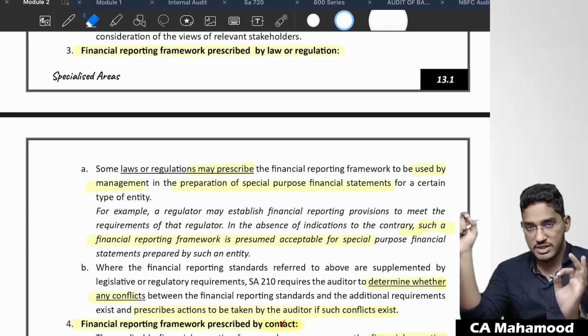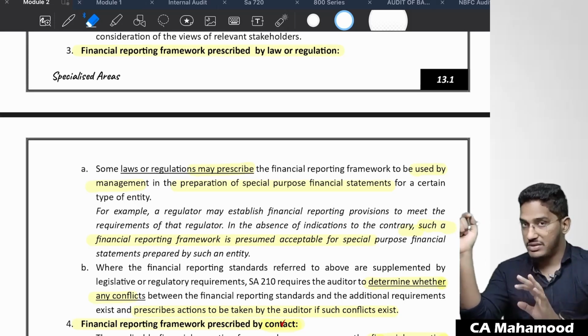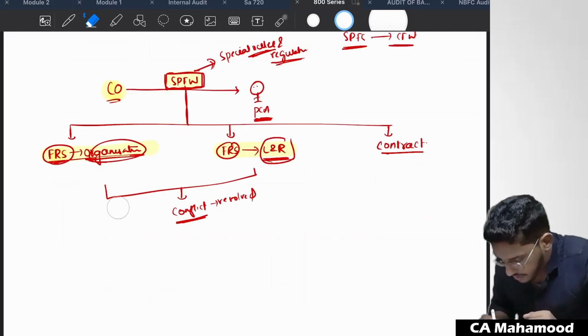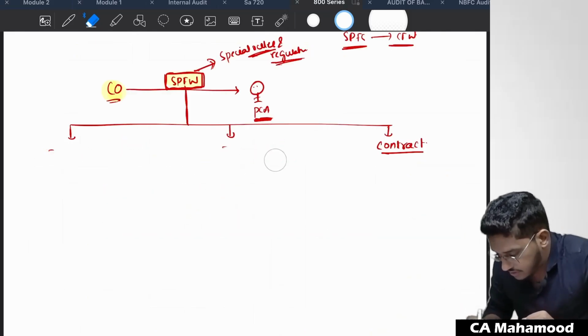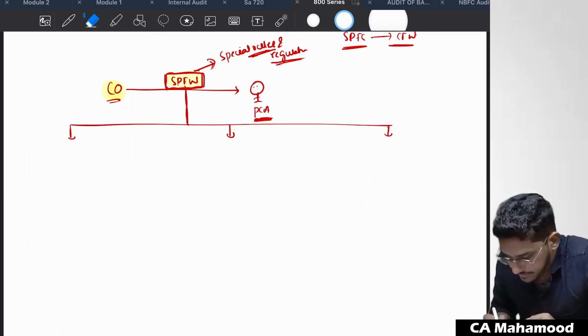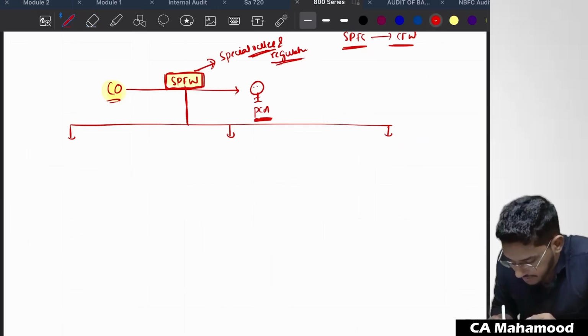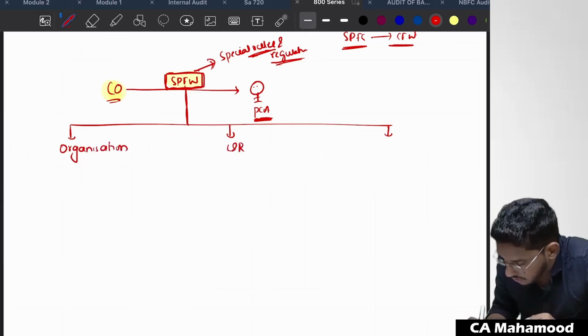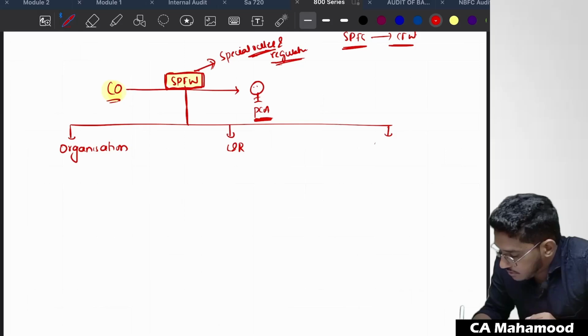I know all this discussion is vague, but I think I'm able to summarize it. So let me write it here. I will write the summary for your better understanding, so you can copy it or take a screenshot along with me. The special purpose framework might come from some organization, or from some law or regulation, or from a contract or other sources.